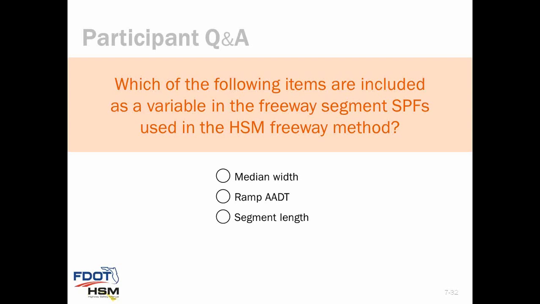The correct answer is C, segment length. Freeway AADT, the local calibration factor C, and calibration coefficients A and B are the other variables in the SPF.